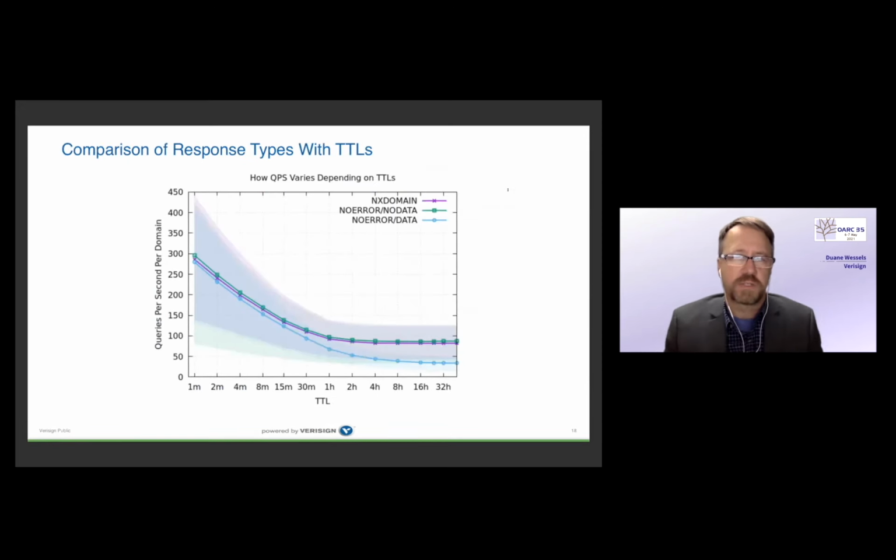This graph shows those three cases, those three experiments overlaid with each other, and so here you can more clearly see that the negative response cases plateau at a higher level, just under 100 QPS, whereas the positive responses flatten out around 50 or so. So one thing to take away from this is, of course, that the relationship between query rates and TTLs is far from linear, right? Doubling or halving the TTL does not double or halve the query rate by any means.